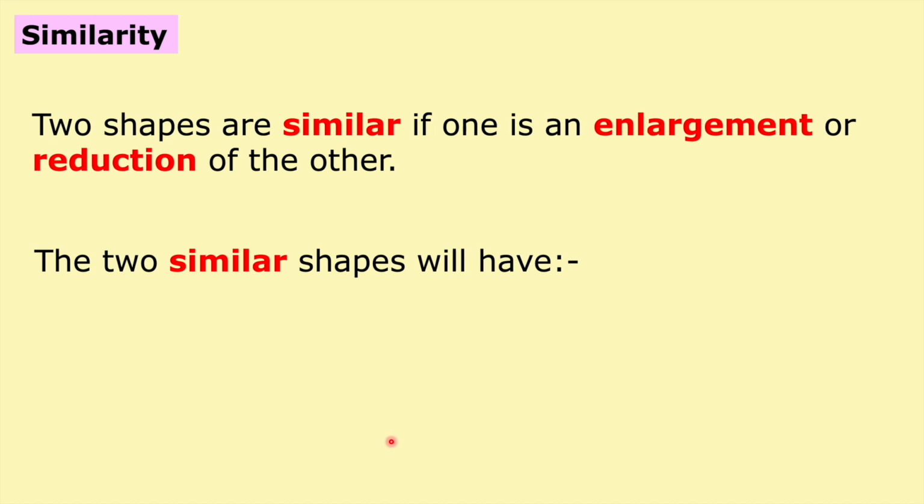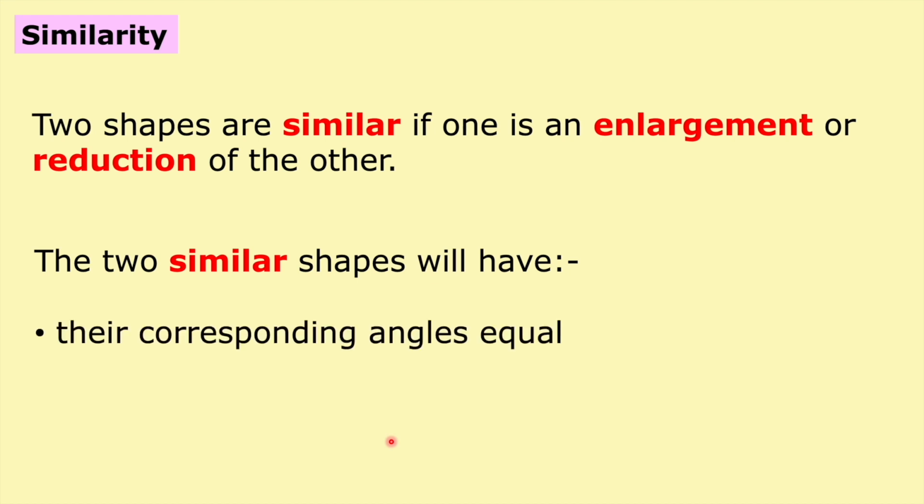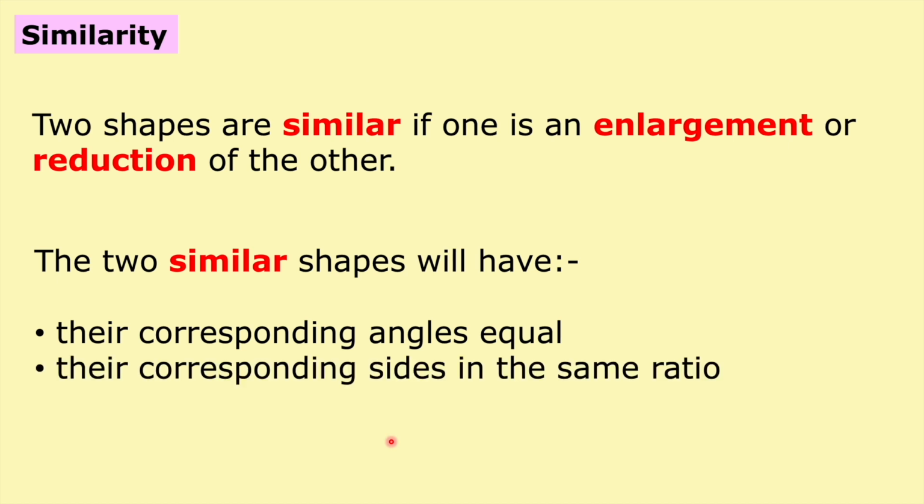So two similar shapes will have their corresponding angles equal, so all their angles will be equal, and their corresponding sides will be in the same ratio. So if you've enlarged a side by a certain scale factor, all other sides of that shape will be enlarged by that exact same scale factor.